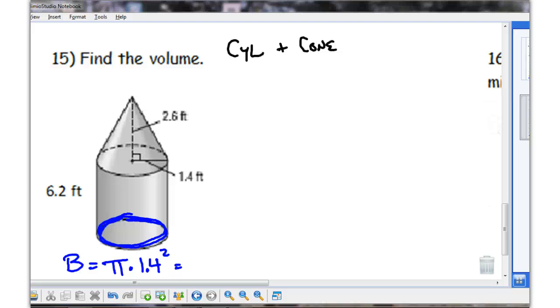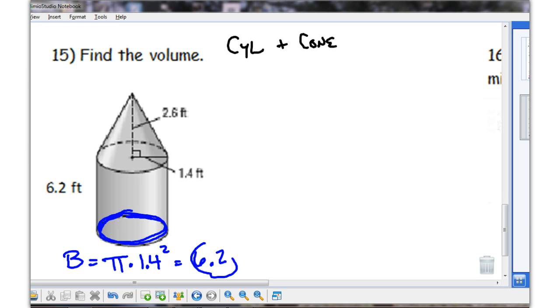I didn't do that one again, sorry. Pi times 1.4 squared, let's go ahead and do that. 3.14 times 1.4 squared. 6.154, so I'll say 6.2.